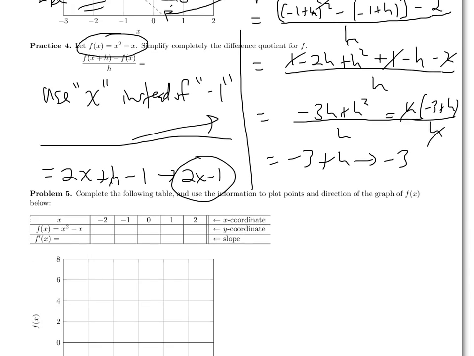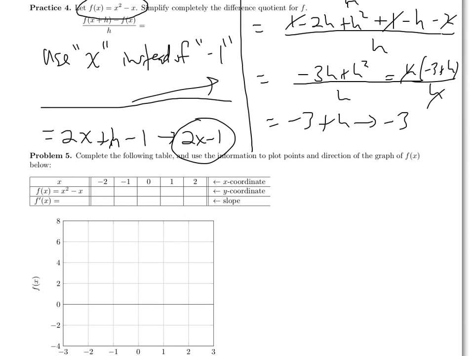So the way that we can take advantage of that is that now, when we make a little table of points to plot, we can add an extra row for the slope. So not only am I going to be able to calculate the x and y coordinates, I'll be able to calculate the slope because I have this slope formula. So for example, when x is -2, the y coordinate is 4 minus -2, which is 6. And the slope formula says 2x minus 1. When x is -2, 2 times -2 minus 1 is -5.